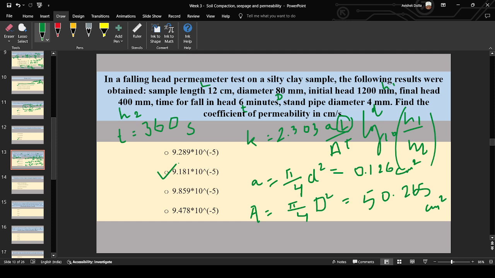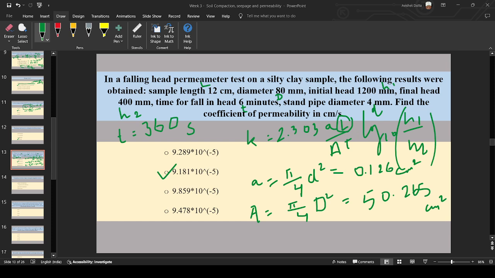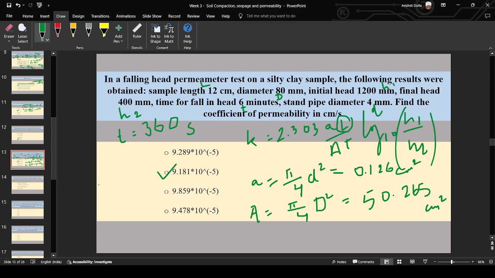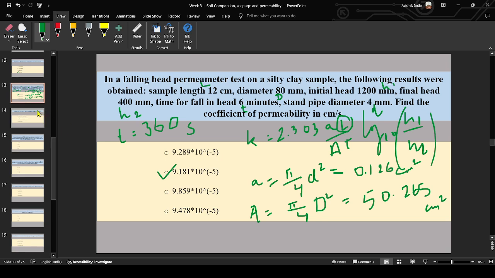So the formula is K equal to 2.303 aL by AT log to the base 10 H1 by H2. These are all the components. Small a is the area of cross section of the standpipe. Capital A is the area of cross section of the soil sample. L is the length of soil sample. T is the time taken. H1 is the initial head, H2 is the final head. So all these values put together in the formula, we get a value of 9.181 into 10 to the power minus 5. Okay. Next question.